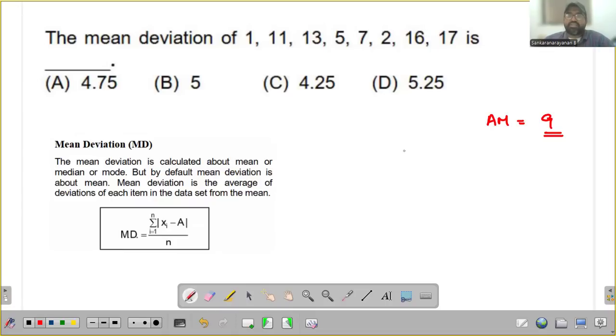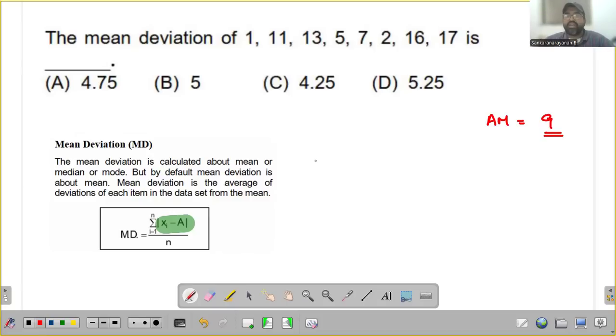Now the next step is, you find out from this arithmetic mean how much 1 is deviated, 11 is deviated, 13 is deviated, 5 is deviated. That's what is mentioned here. You find the modulus value, the absolute value of individual deviations. Don't consider it as positive or negative. Just how much 1 is deviated from 9.